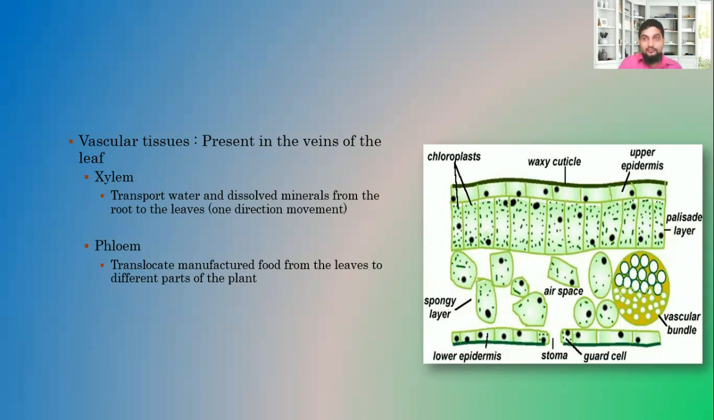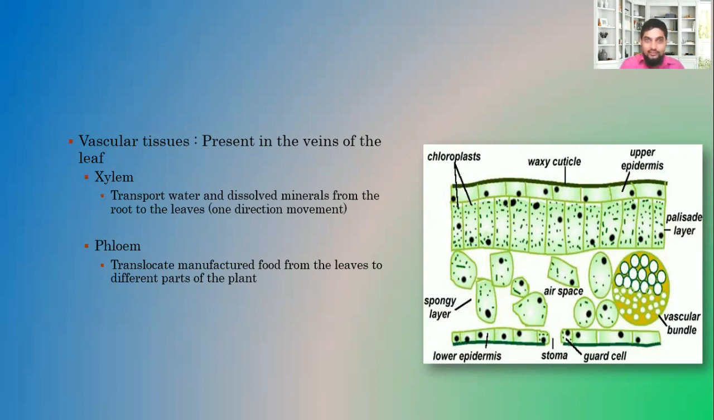Translocate means they're moving it from one location to another. So they translocate manufactured foods from the source. The source of the manufactured food will be the leaves, because that's where photosynthesis happens, to different parts of the plant that need it. The different parts of the plant may need it to store it. For example, some plants may store excess food in their stem, like sugarcane. So the food is translocated from the leaves to the stem, or it can be translocated to the roots, or wherever it is needed.